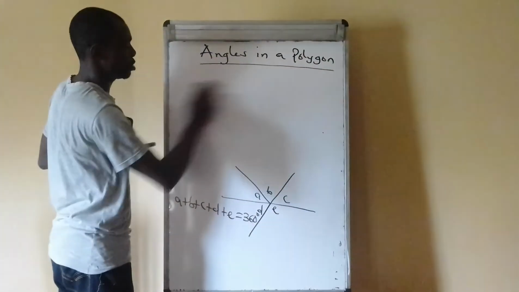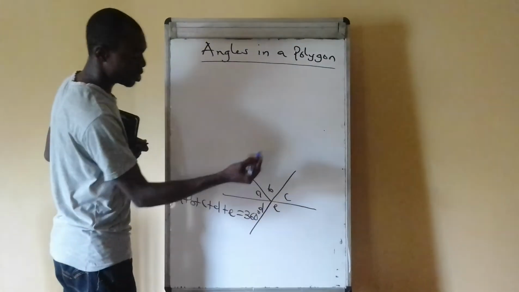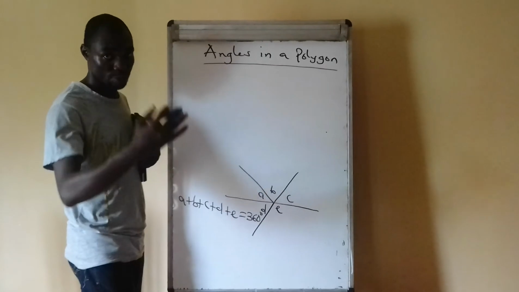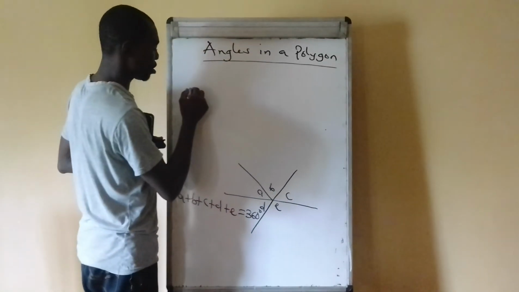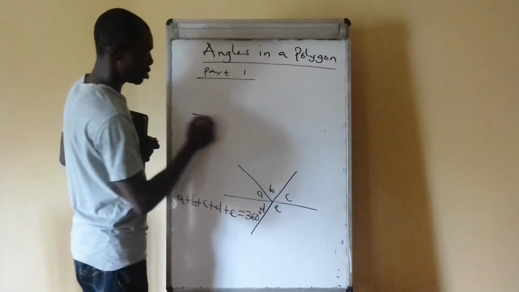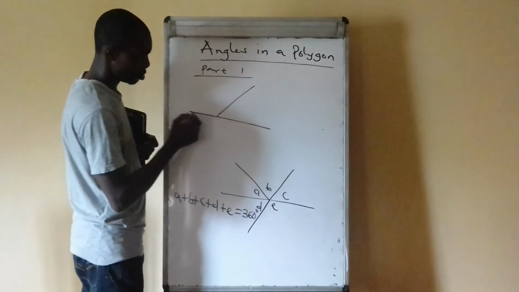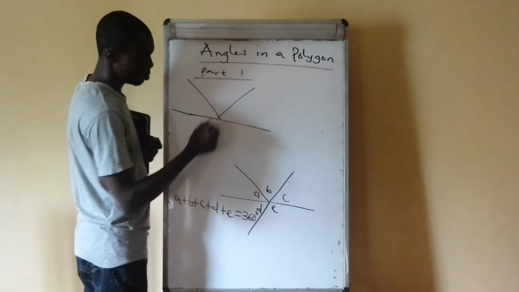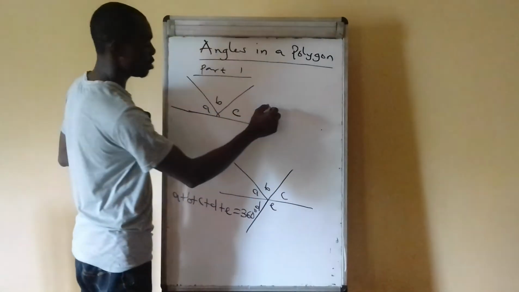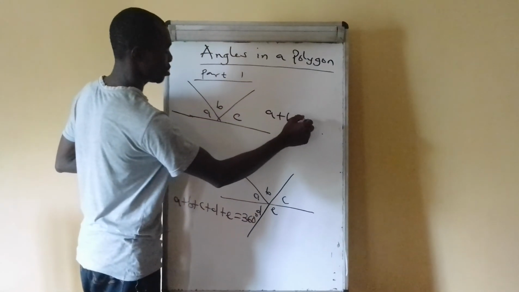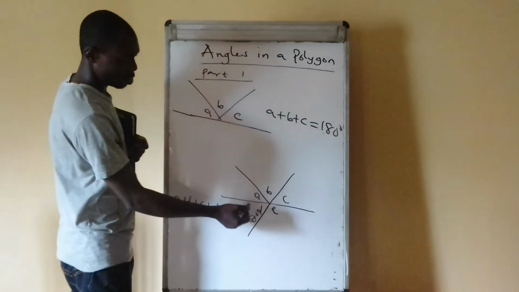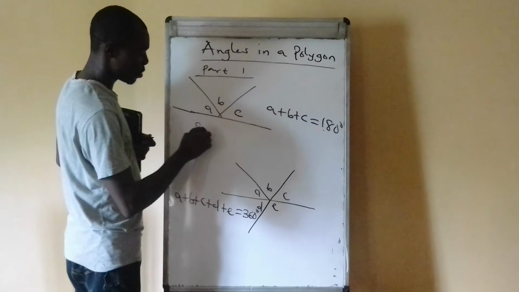Let's break it down, taking the up part, then the down part separately. Then you bring the values together. So let's see the up part. Let's call it part 1. In the up part we have A, B, and C. So A plus B plus C will be 180 degrees. You will draw the other part again. Let's call that part 2.